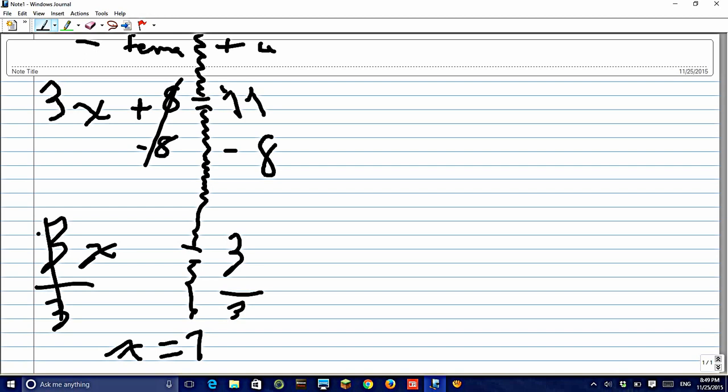So we're just left with x is equal to 1, and when you have x by itself, that means that you have solved your equation.